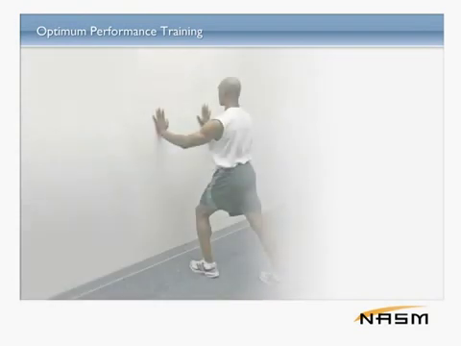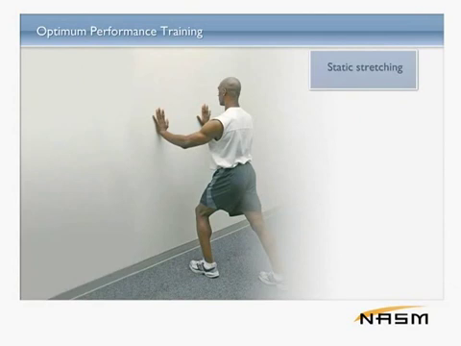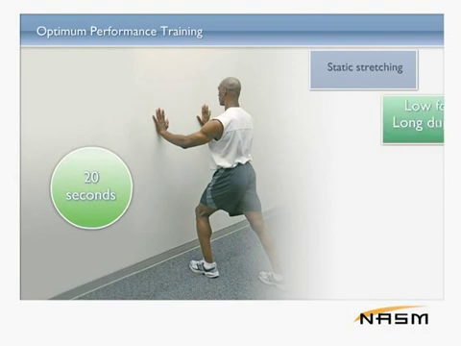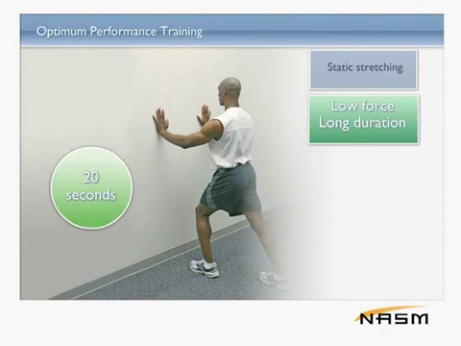The next technique we'll discuss is static stretching. Static stretching is the process of passively taking a muscle to the point of tension and holding the stretch for a minimum of 20 seconds. This is the traditional form of stretching that is most often seen in fitness today. It combines low force with longer duration.